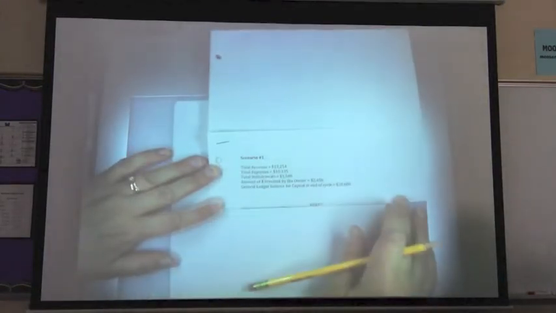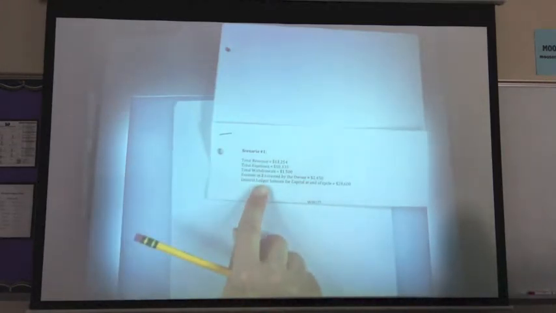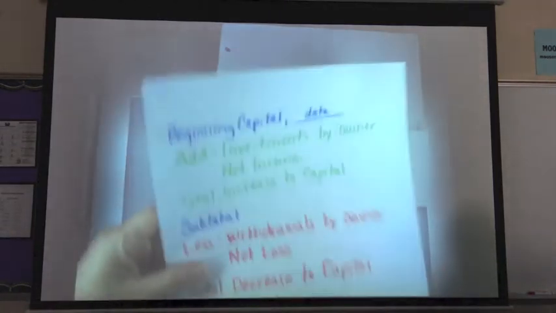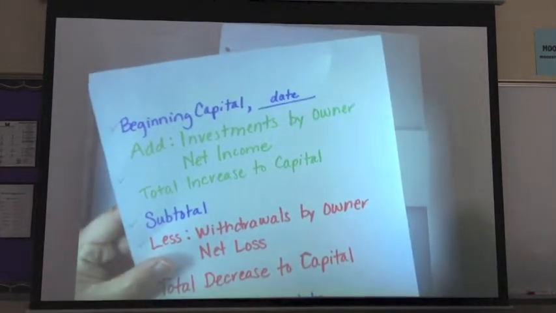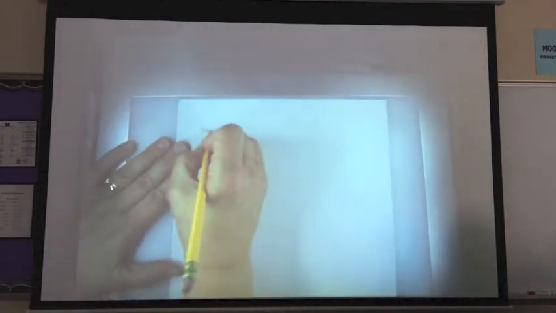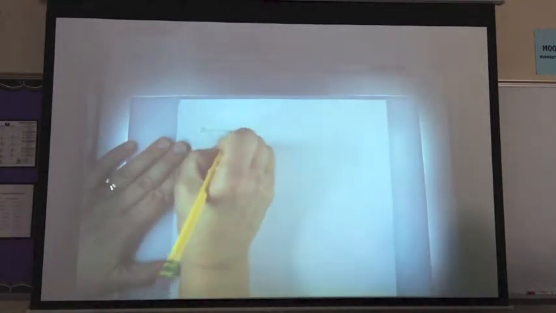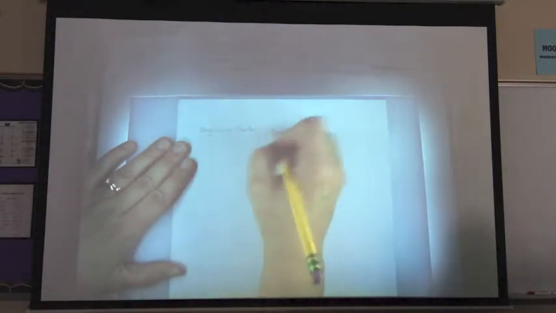Okay, here's what I would suggest. You look at these numbers, you compare it to this list, and then we're going to write down just the lines that we need. Don't worry about where the numbers go, just write the lines that you need. So I know I'm always going to need a beginning capital. So write beginning capital. And then you don't always have to underline it. I'm just putting it there because you need to fill it in.